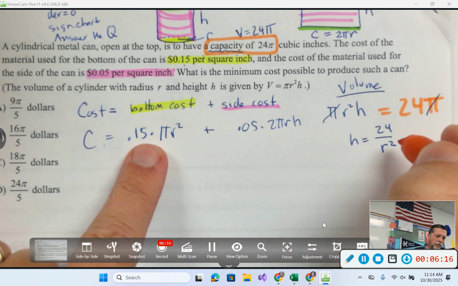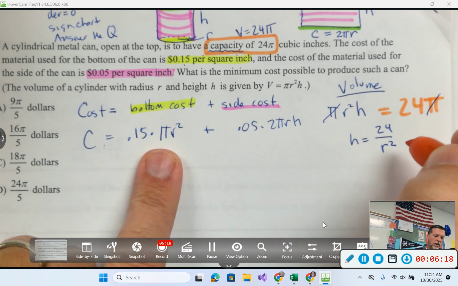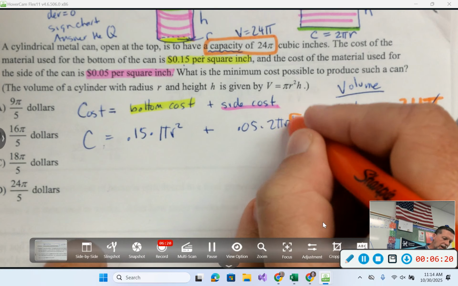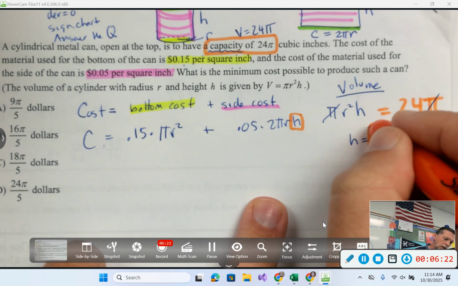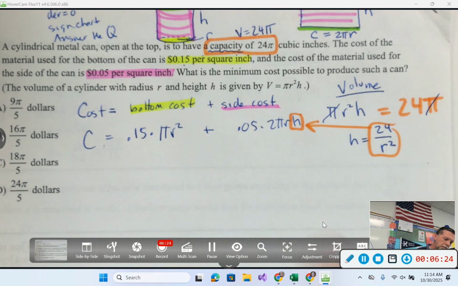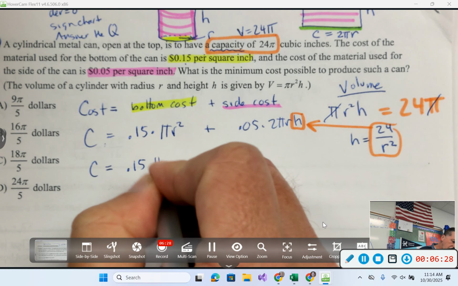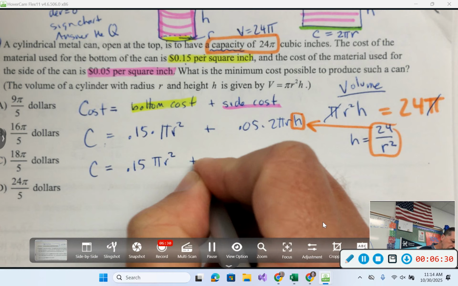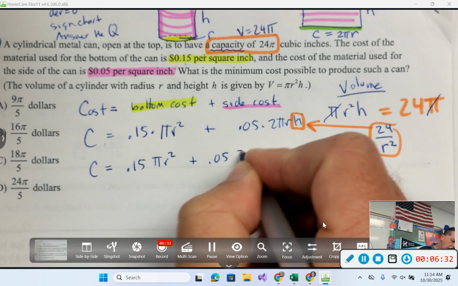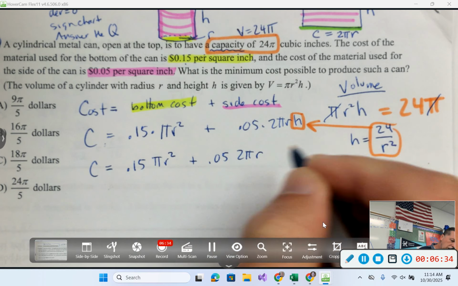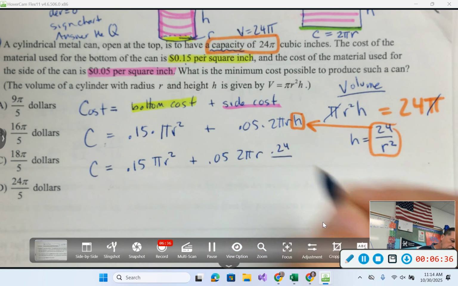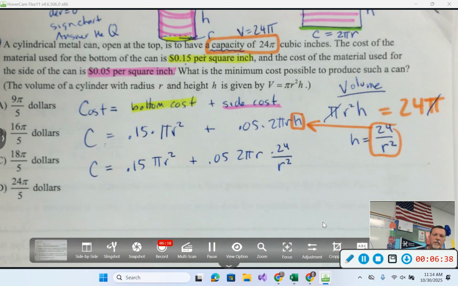That actually works pretty well in the other equation too, because there's only one h I have to plug it in for. So cost is 0.15 pi r squared plus 0.05 times 2 pi r times 24 over r squared.